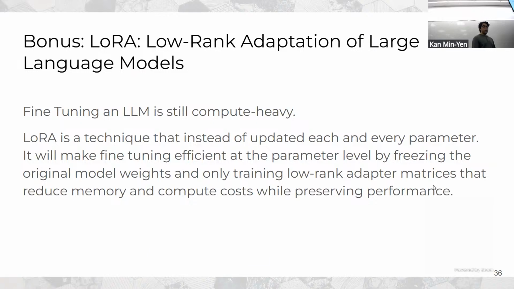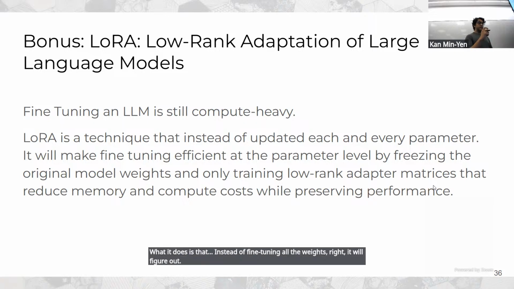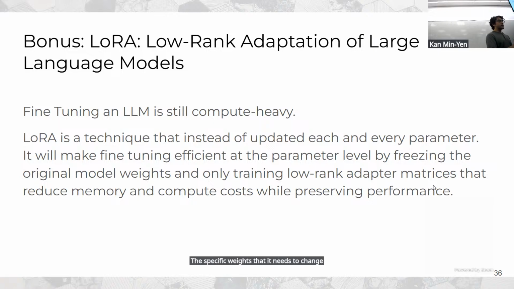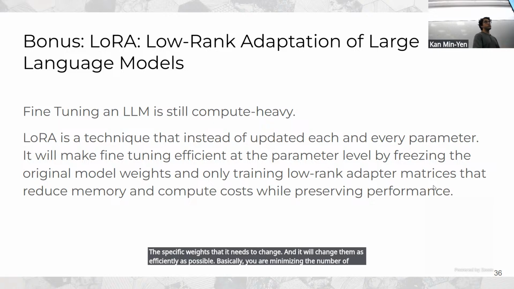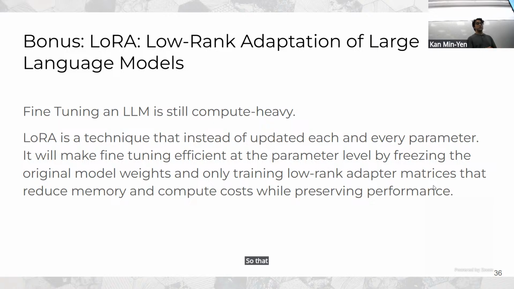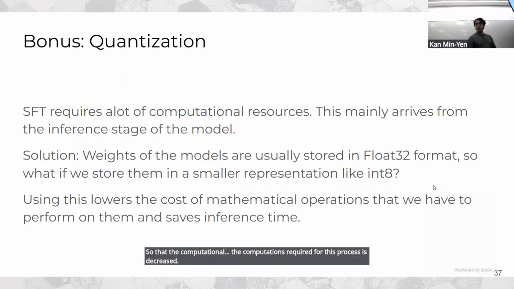Also, fine-tuning is still quite compute heavy, because these models are big, so they take a lot of time in training. So there's this technique called low rank adaptation of large language models. What it does is that instead of fine-tuning all the weights, it will figure out the specific weights that it needs to change, and it will change them as efficiently as possible. Basically, you are minimizing the number of weights that you need to change so that the computation required for this process is decreased.